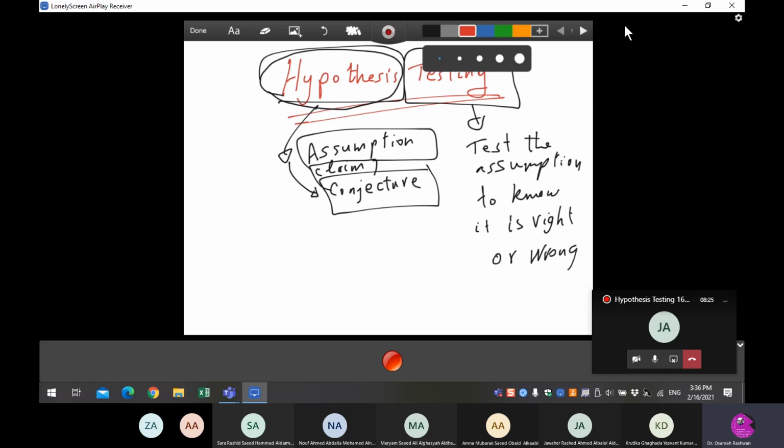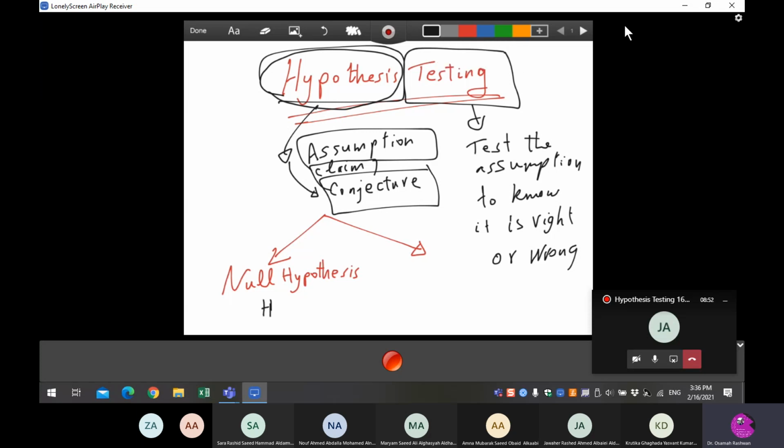How many types of claim or hypothesis do we have? We have two types of hypothesis. One is called the null hypothesis. From the word null, it means nothing. You do nothing, you're just claiming. They have a notation, H naught or H null. So you claim Osama is a good teacher.